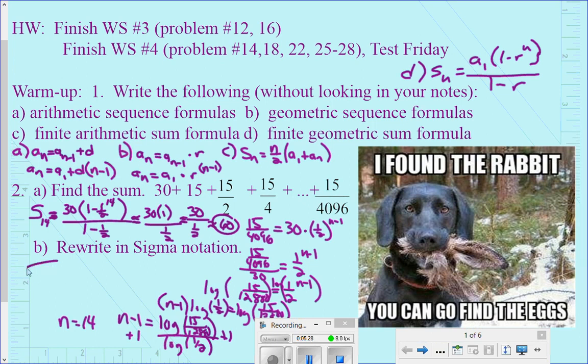Next, put it in sigma notation. So I write my sigma, write n equals 1. When the lower index is 1, the upper index is the number of terms, so that's 14. And then we use the explicit geometric formula we already used, 30 times 1/2 to the n minus 1. So that's what I'm going to write. And that's it. That's my sigma notation.